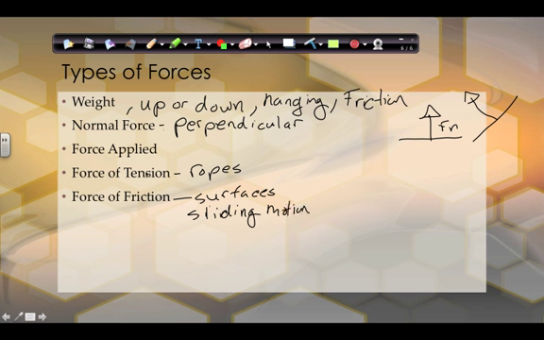So if you had something hanging on a rope, there is no friction with that. But if you move something across a surface, there will be friction. Also, you need to realize that there will be no normal force if it's something that's hanging on a rope.